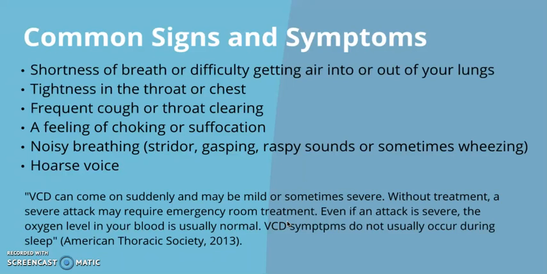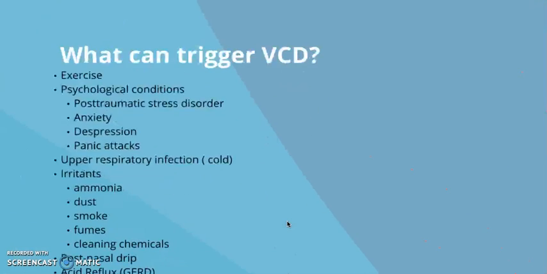Vocal cord dysfunction can come on suddenly and may be mild or sometimes severe. Without treatment, a severe attack may require emergency room treatment. Even if an attack is severe, the oxygen level in your blood is usually normal. Vocal cord dysfunction symptoms do not usually occur during sleep.